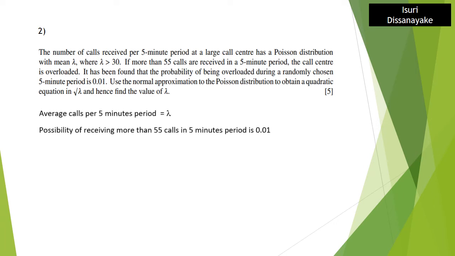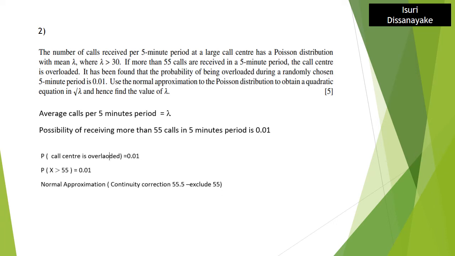Look at this question. Average calls per 5-minute period is equal to lambda, and the probability of receiving more than 55 calls in a 5-minute period is set as 0.01. So we can write it as the probability of the call center being overloaded. So when is the call center overloaded? If you receive more than 55 calls in a 5-minute period. So that probability is 0.01.